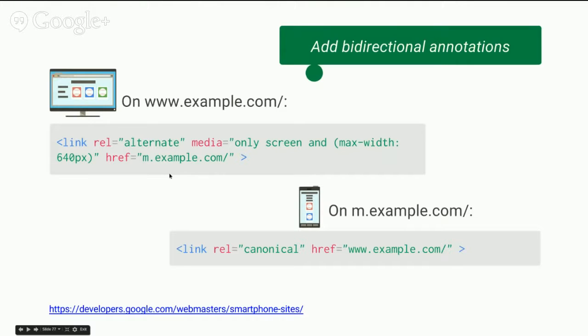This is something you have to do on every corresponding matching page. So let's say you have example.com/products. On m.example.com/products, you would do the same bidirectional annotation, and so on and down the line. This is assuming that some or all of the pages on your desktop site have corresponding m-dot versions.